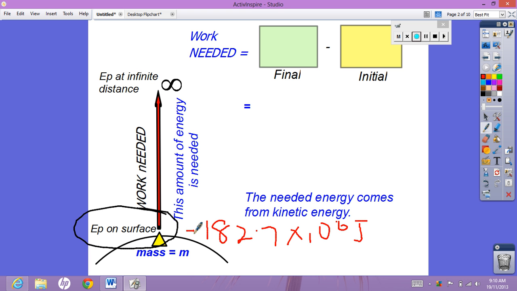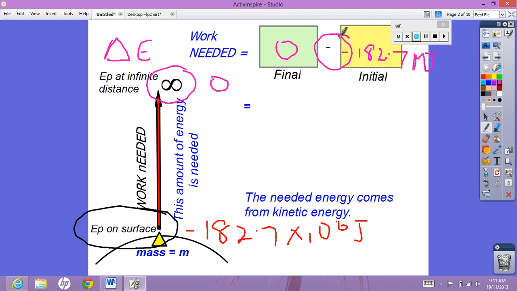Okay? And we need to move it to an infinite distance away, where up here, the EP is 0. So the work needed, and this comes from the whole idea that the work is equal to the change of energy states, that we need the final, and the final is a 0 minus subtracting negative 182.7 megajoules. Okay. Now the two negatives cancel in this case, so the work needed is 182.7 megajoules, or by 10 to the 6.